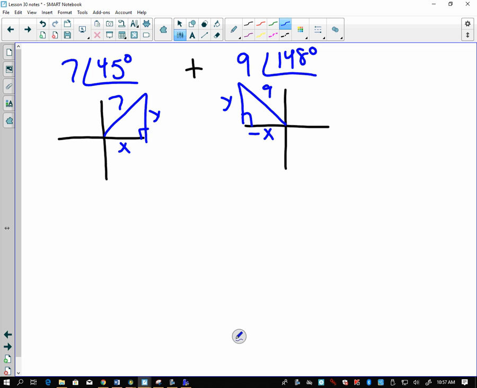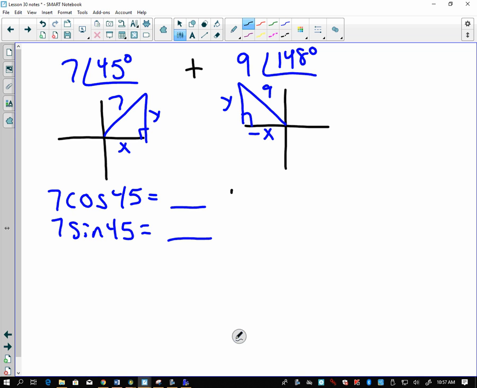on my calculator, but I am going to write 7 cosine what? 45. And then to get the y, I'm going to do what? 7 sine 45. Okay? We're going to get those two things to 2 decimal places. Plus, plus. And over here, I'm going to do what? What am I going to do to get my x value?